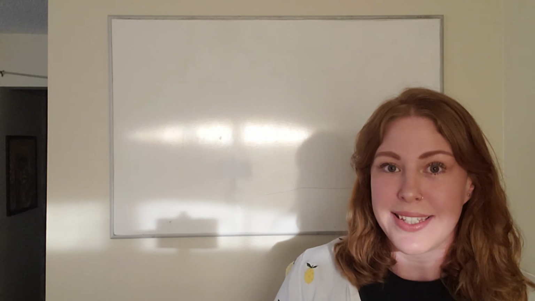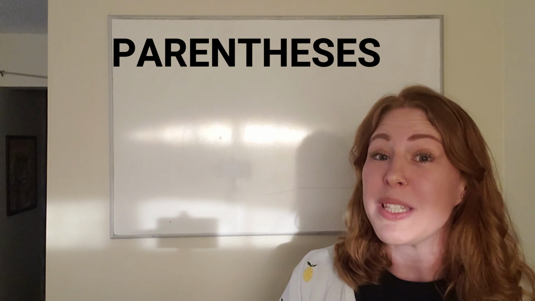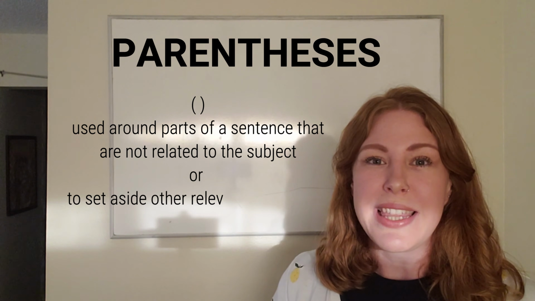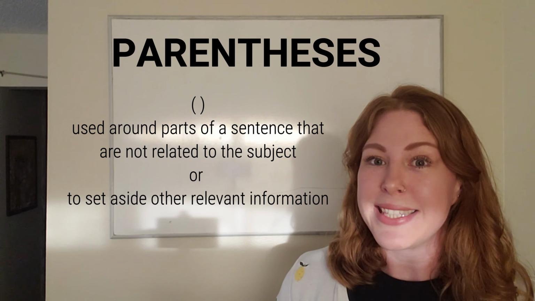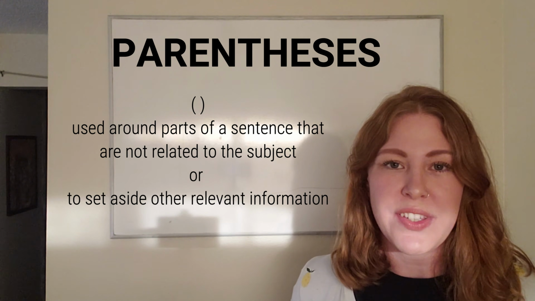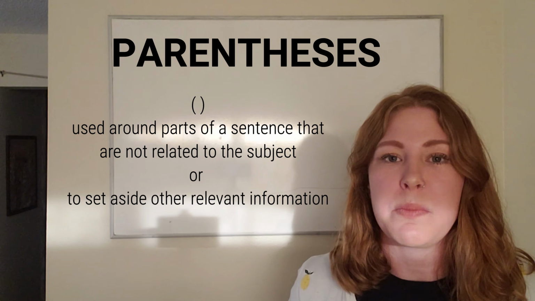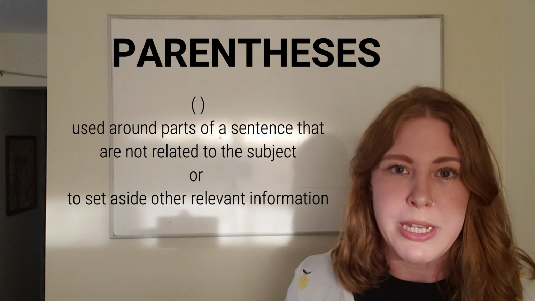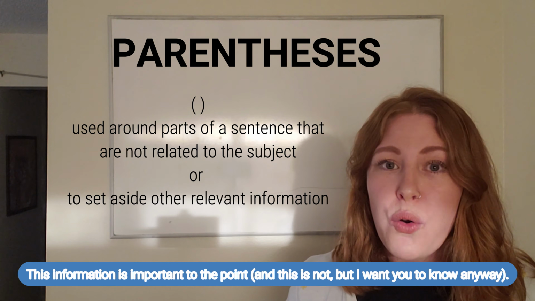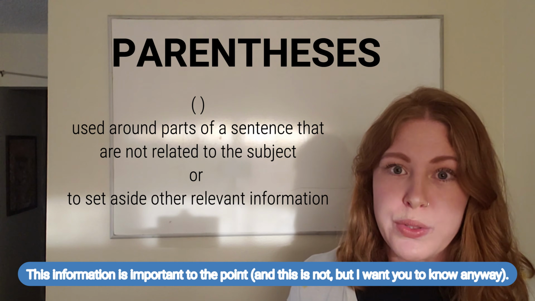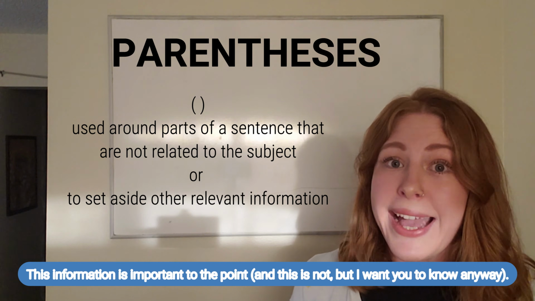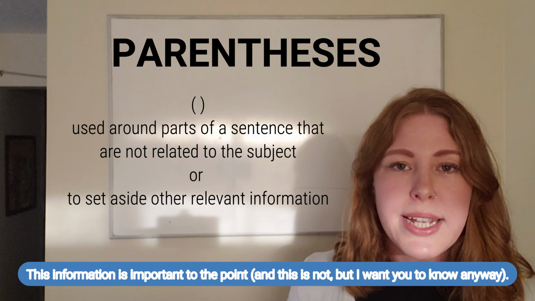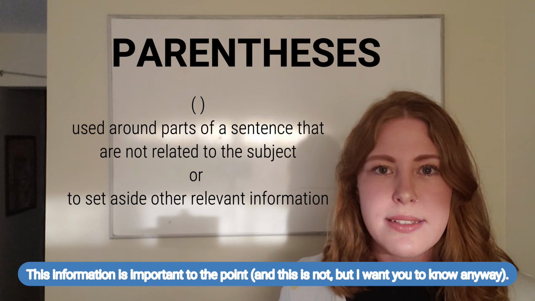Last is parentheses. Parentheses are the smile of the smiley face, and you usually see them around certain words or sentences. You want to use parentheses to set off asides or explanations only when the information is non-essential or not relevant to the whole topic, but you still want to add it in anyway, or when the idea consists of more than one sentence. And that's about it for commas, dashes, and parentheses.